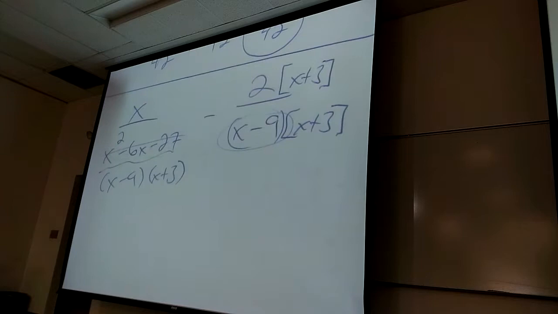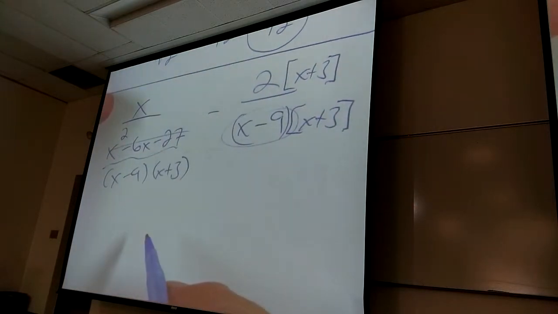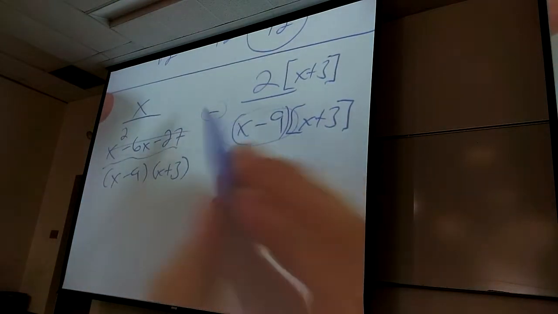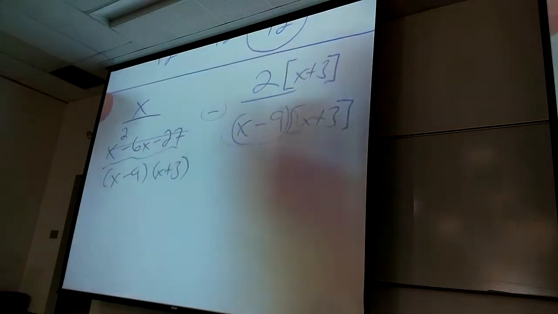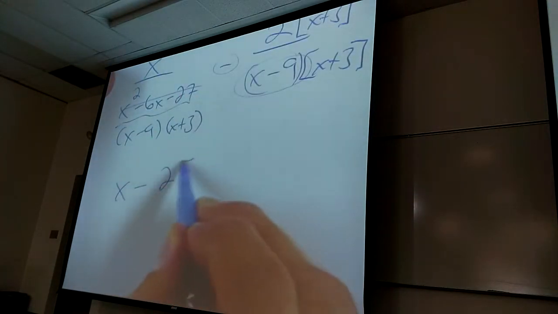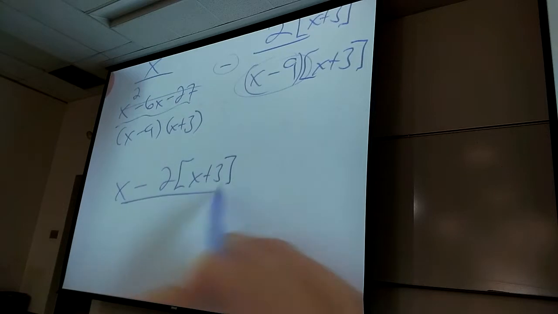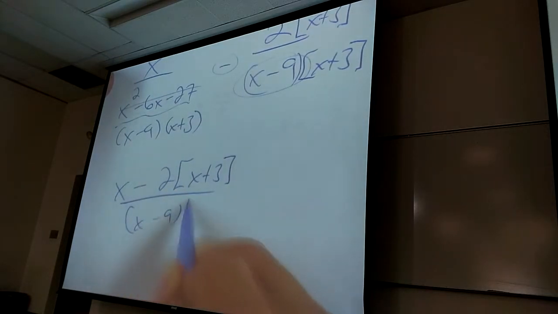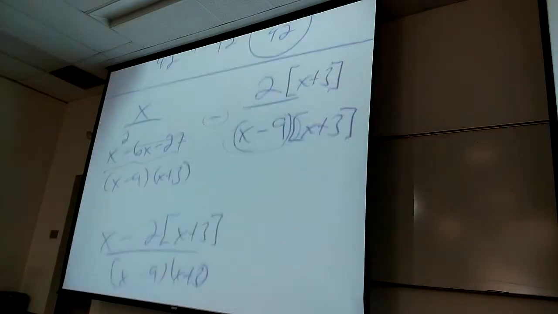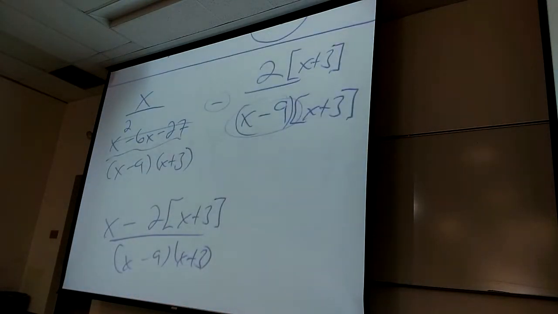Okay? One way I can do this, and the nice thing with this way is I'm not going to forget the negative, and I'll show you. Remember that stupid negative in the middle? Always finds a way to mess this up. So if I just write (x minus 2) times (x plus 3) over (x minus 9)(x plus 3), that's cool, right? Is that cool so far?